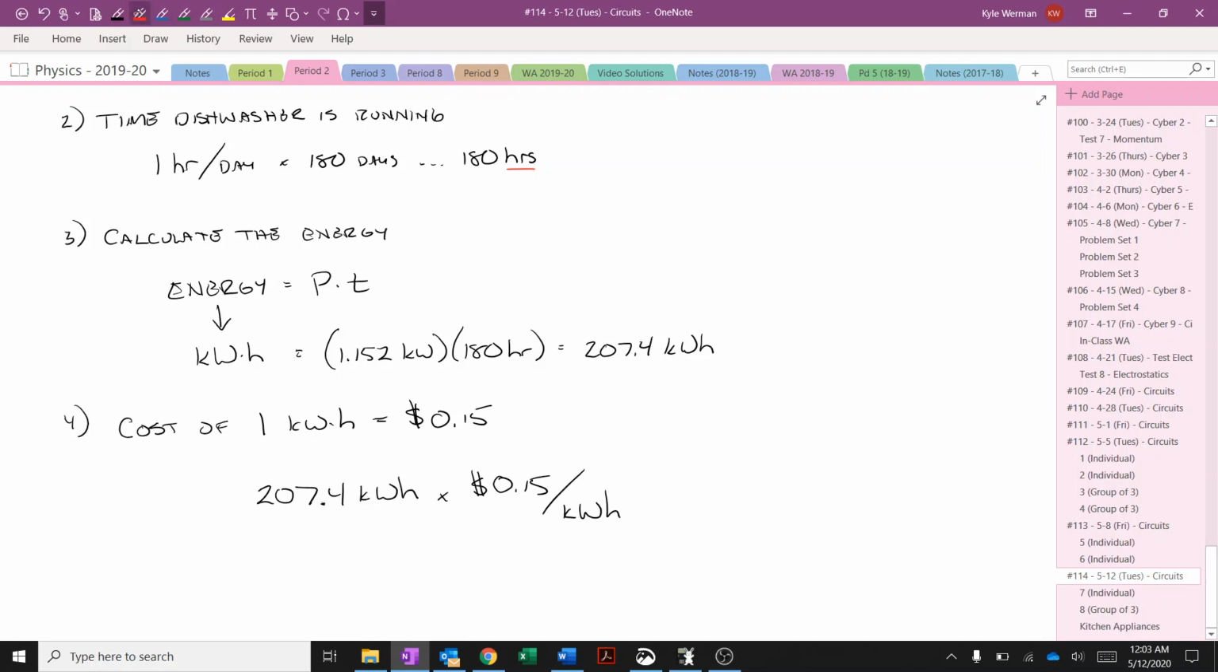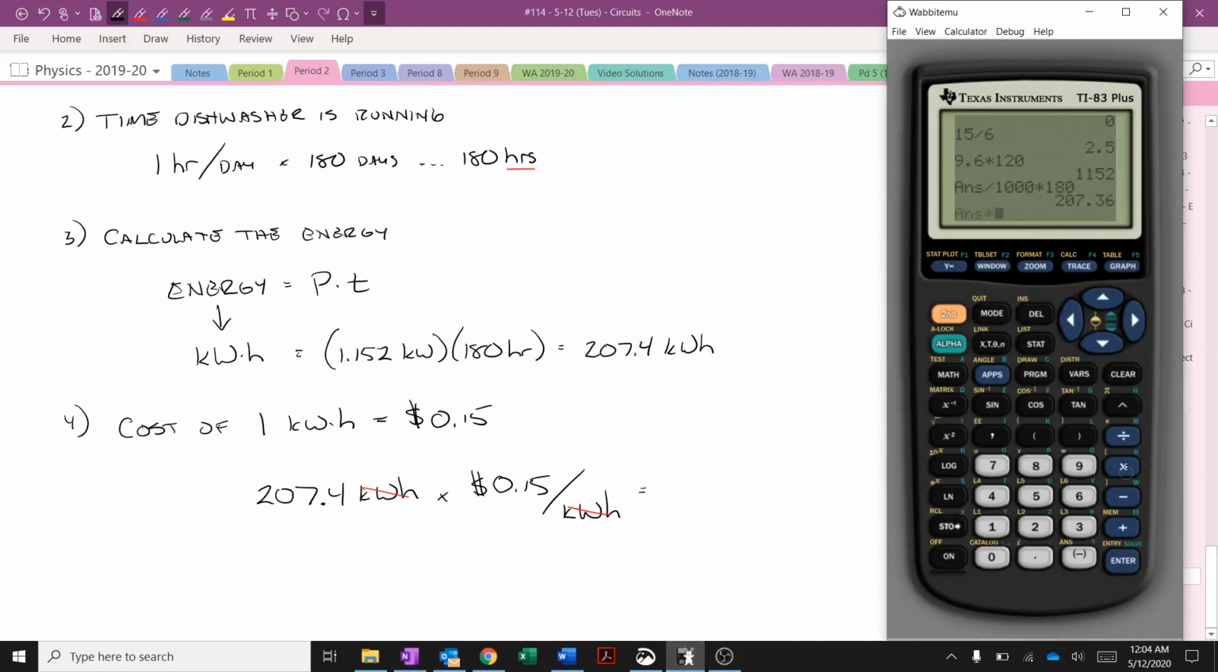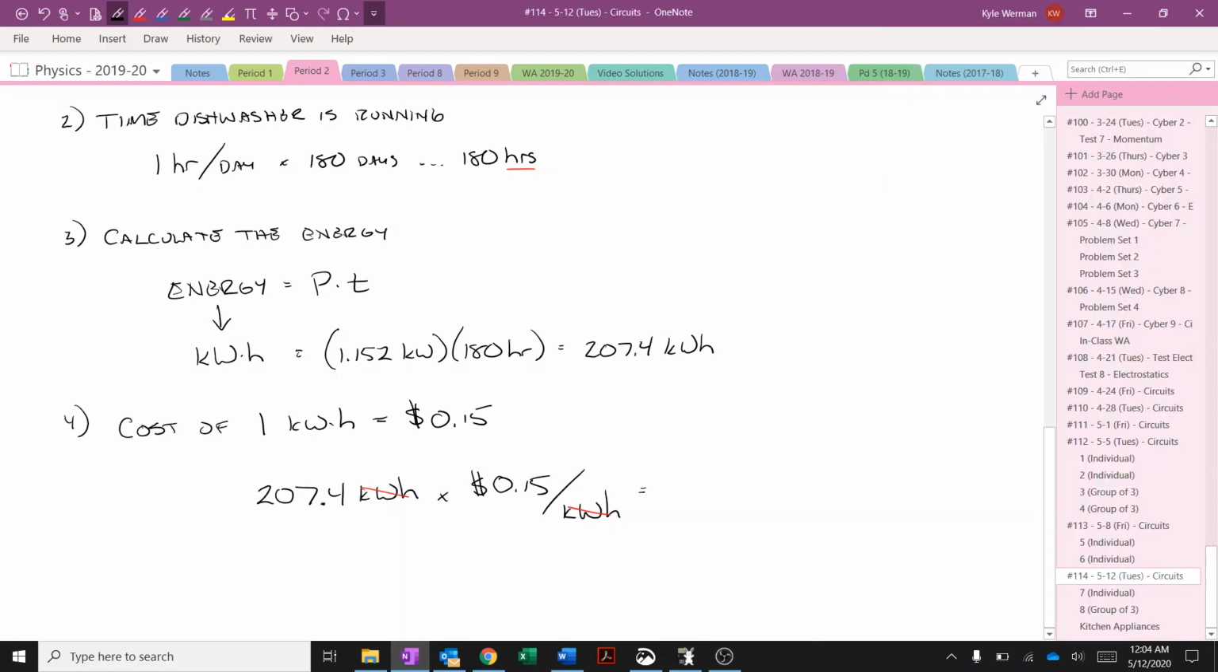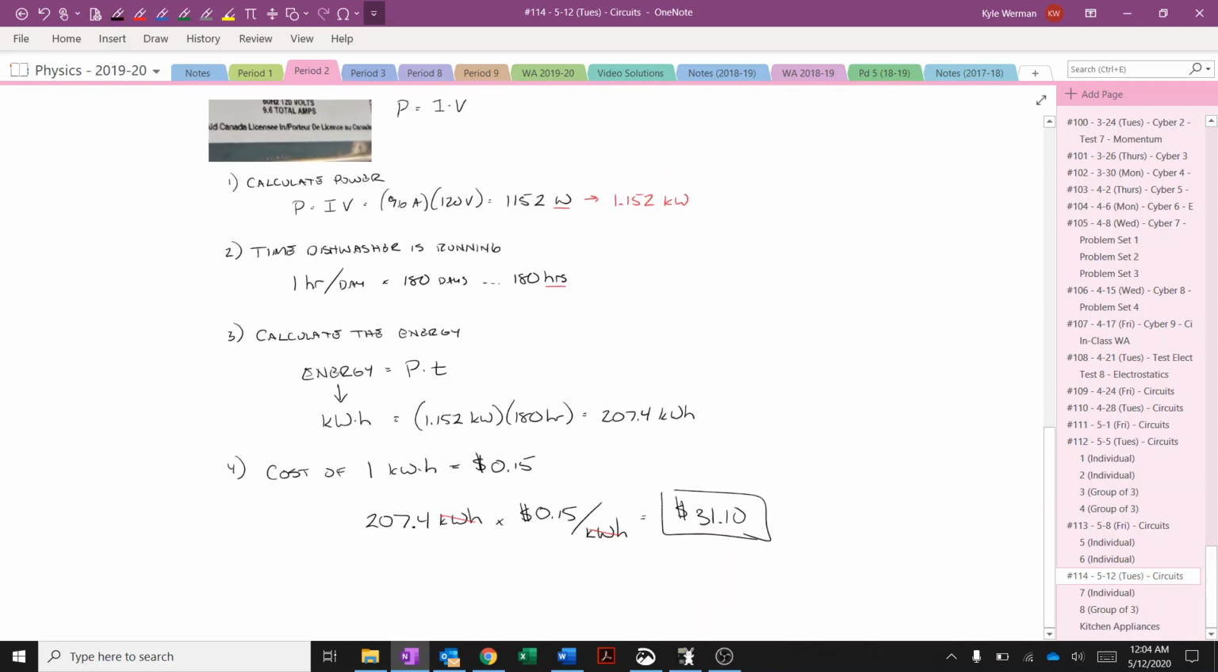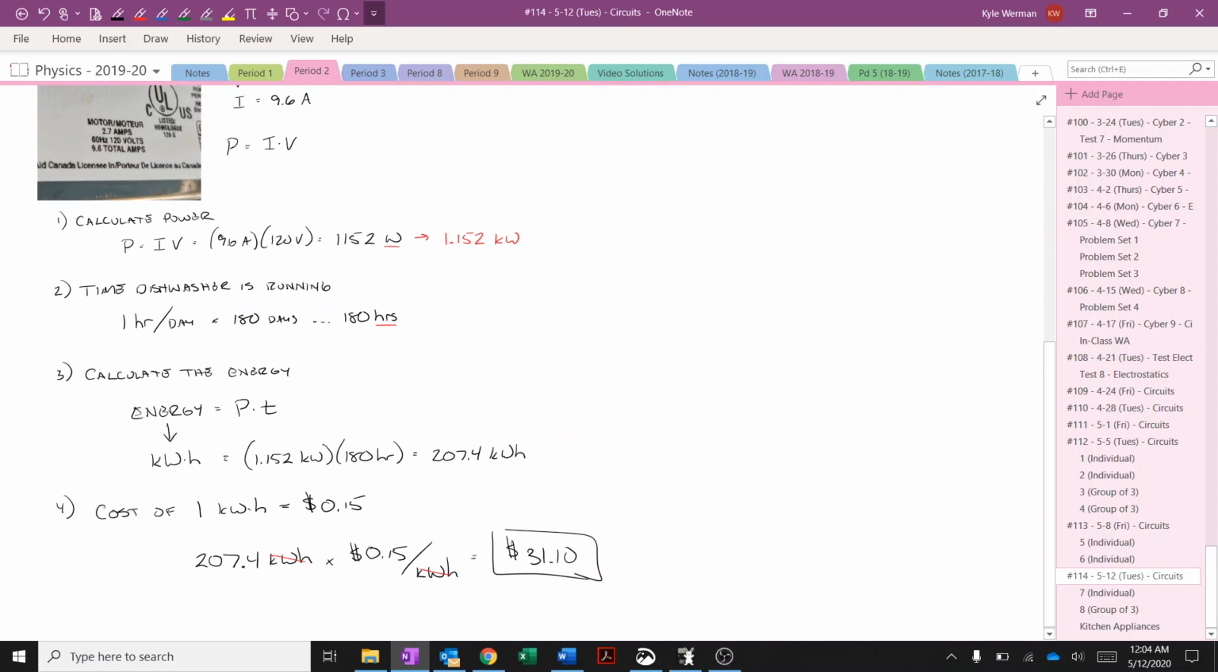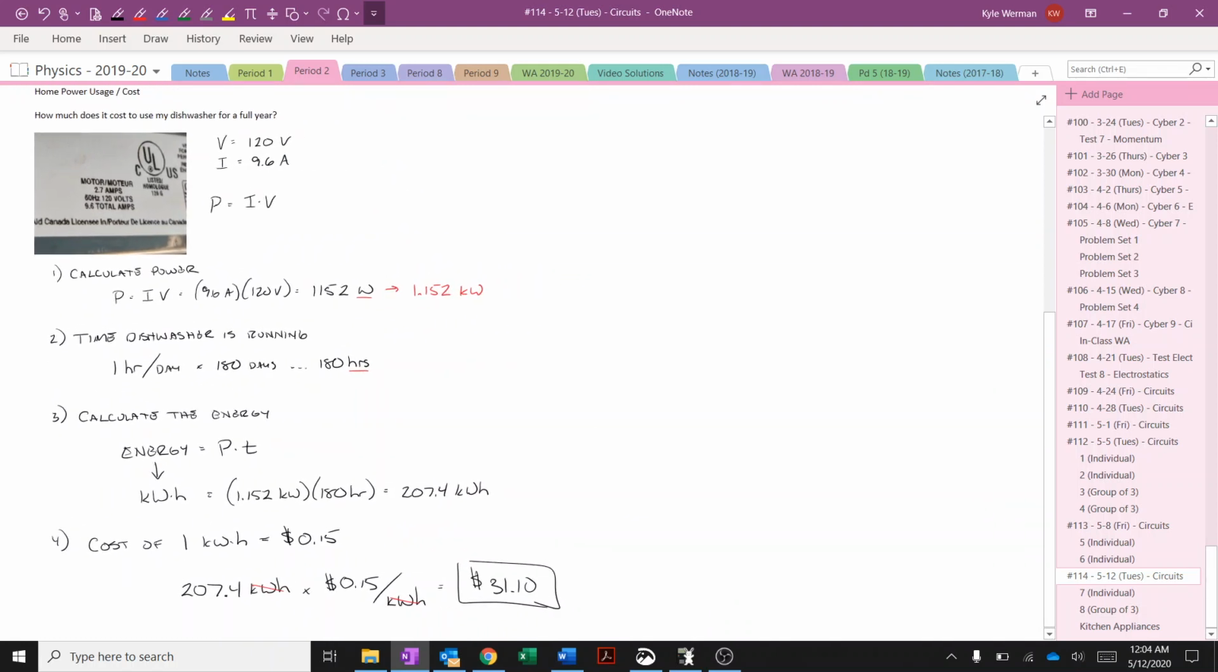Notice how the units cancel, and I'm left in dollars. So if I take this number, the 207, and I multiply it by 15 cents per kilowatt hour, I spend $31.10 on my dishwasher every year just to run it. All right, so you get a sense of a cost analysis here for one appliance in my home.